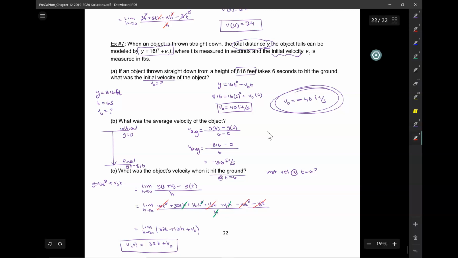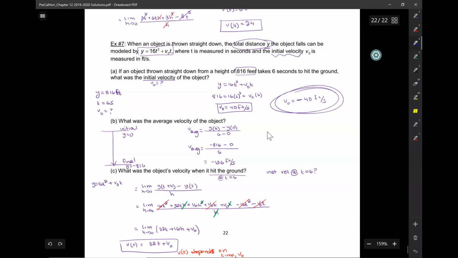So can you see just from this that the object's velocity depends on only two things, not the time of day, not the weather, not anything else. It depends on time and initial velocity, right? So the initial velocity that it started with and how much time it took, that's what its velocity at any given time depends on.